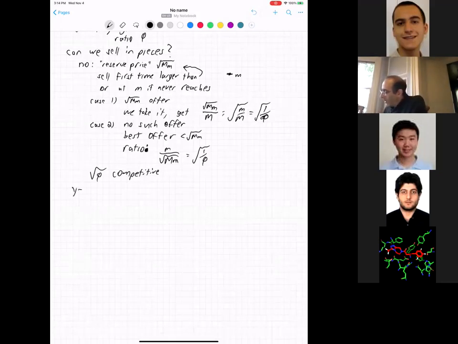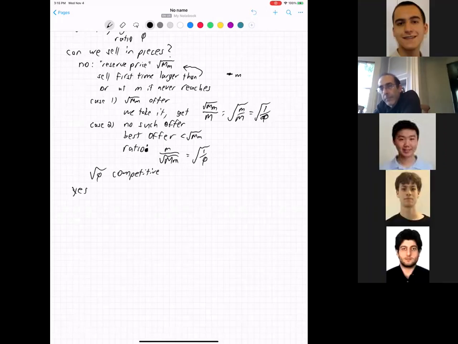Okay. Now let's revisit the question of what we do if we can sell in pieces, right? Suppose we're selling off peanuts instead of selling off a car, so we can sell a little bit at a time if we want to. Is there anything that we could take advantage of in order to achieve better performance?